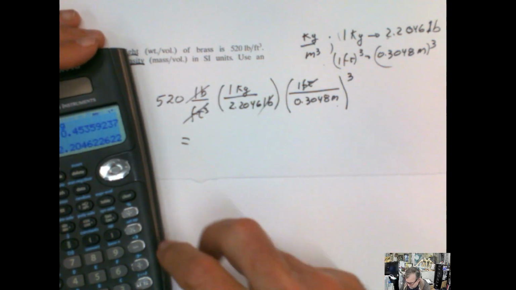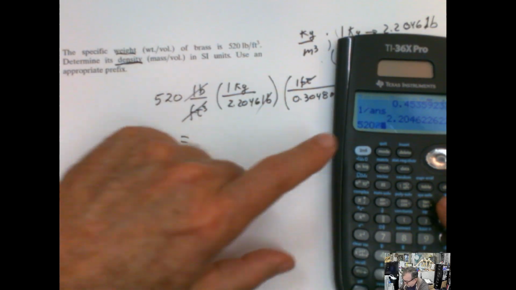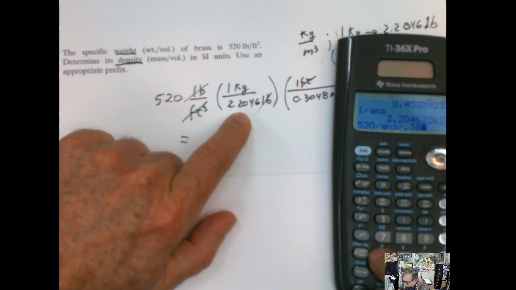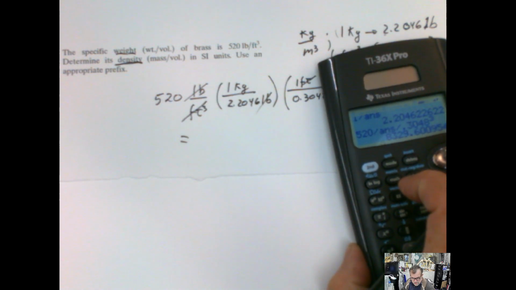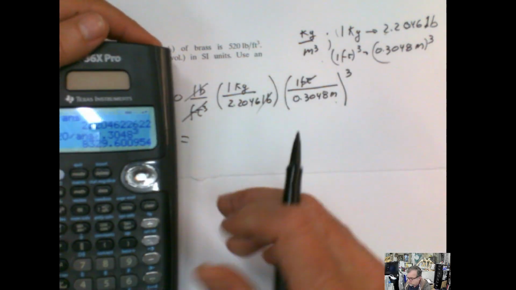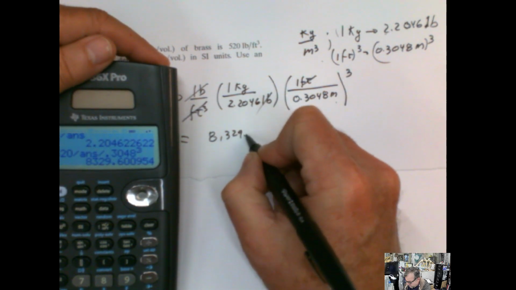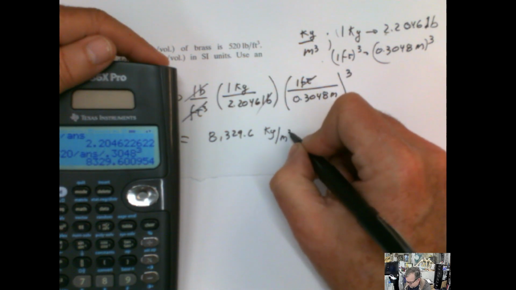But anyway, so I'm gonna get 520. I'm gonna divide by that number that I already have there, and I'm gonna divide by 0.3048 to the third. Important. And that's gonna give you 8,329.6. So we're gonna copy that number over there. 8,329.6 kilogram per cubic meter.